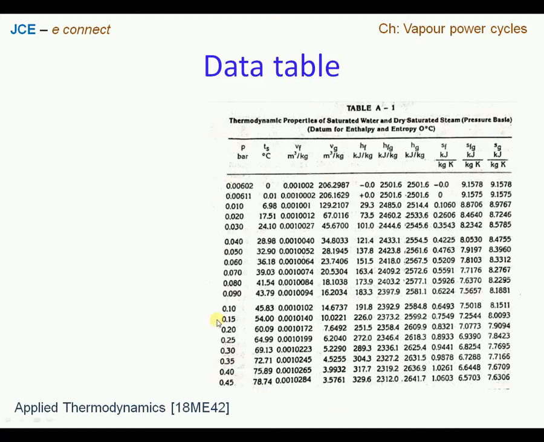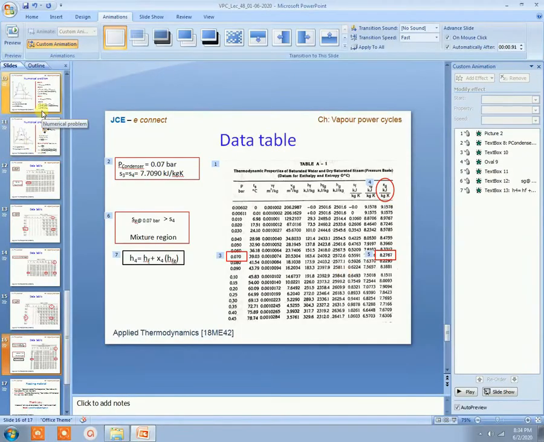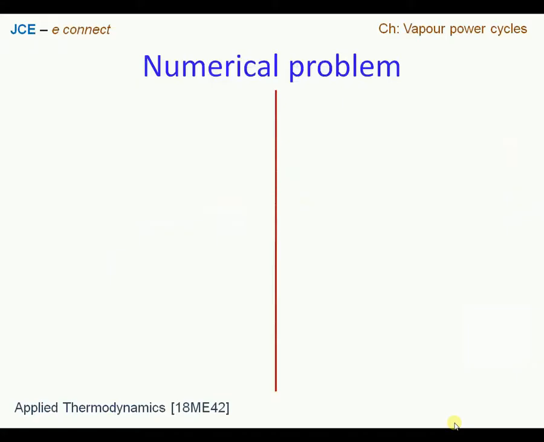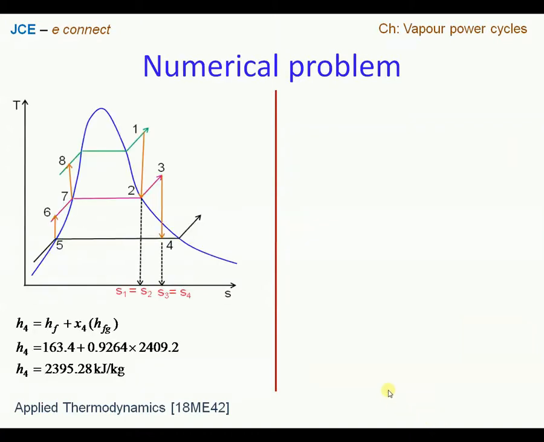at 0.07 bar, for the HF value when we look, we see that the HF value is 163.4 kilojoule per kg. So we note this value. Therefore HF at 0.07 bar is 163.4 kilojoule per kg. So with this we are done with finding H5, and we'll now find out H6.